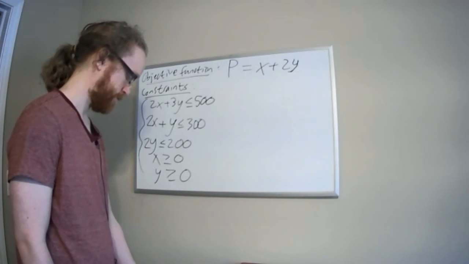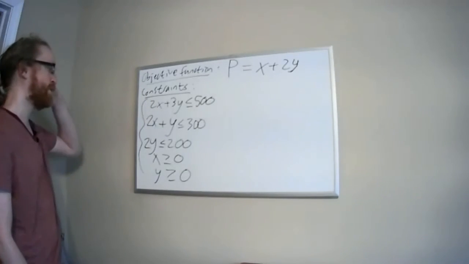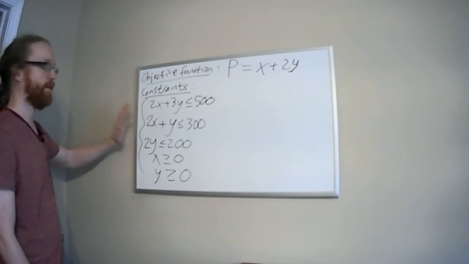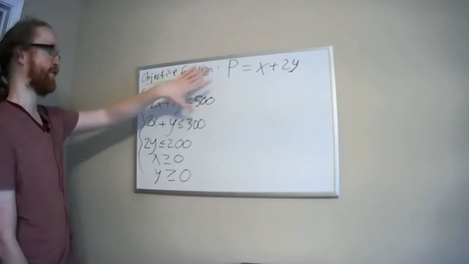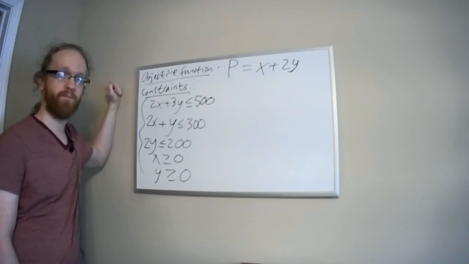From here, would you just graph those constraints? Yes, yeah, so it'd be just like the problem I did a few minutes ago. I'd graph these, then you find the corner points, and then you take the corner points and plug them in and look for the max value there.